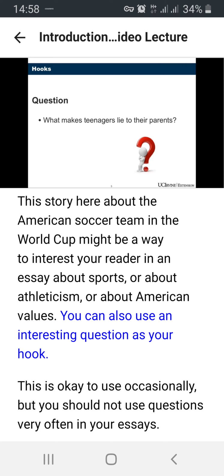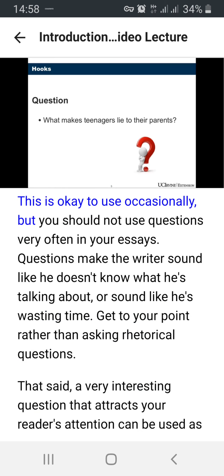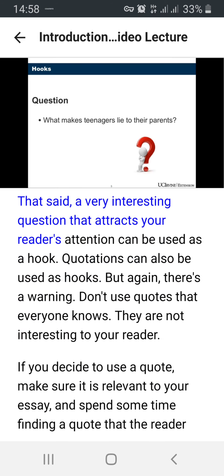You can also use an interesting question as your hook. This is okay to use occasionally, but you should not use questions very often in your essays. Questions make the writer sound like he doesn't know what he's talking about, or sound like he is wasting time. Get to your point rather than asking rhetorical questions. That said, a very interesting question that attracts your reader's attention can be used as a hook.